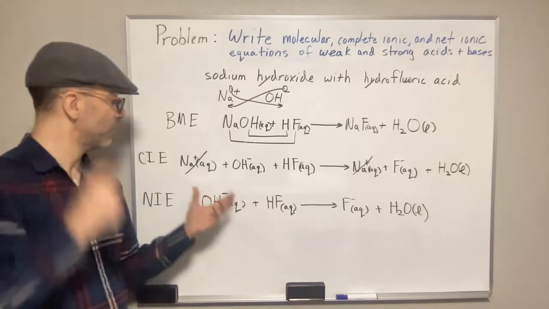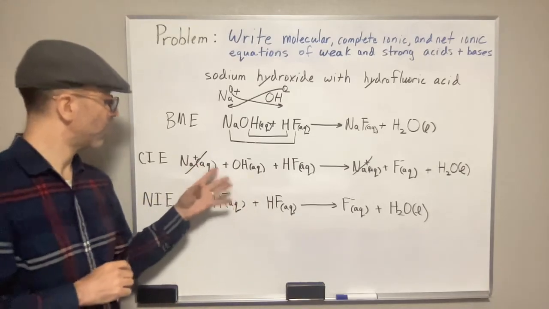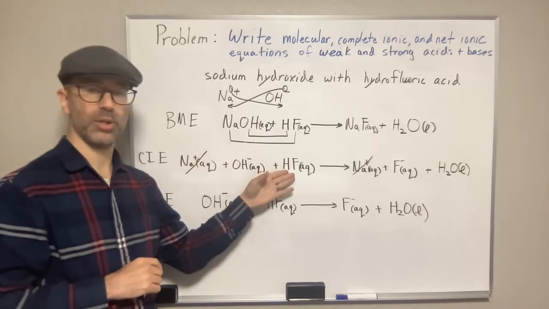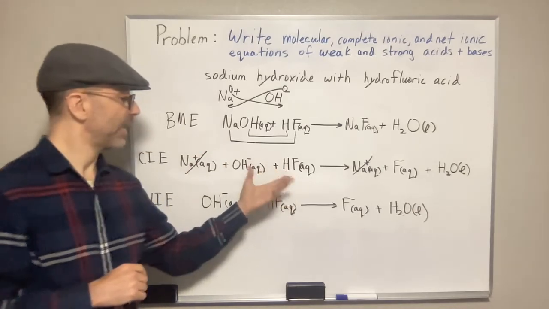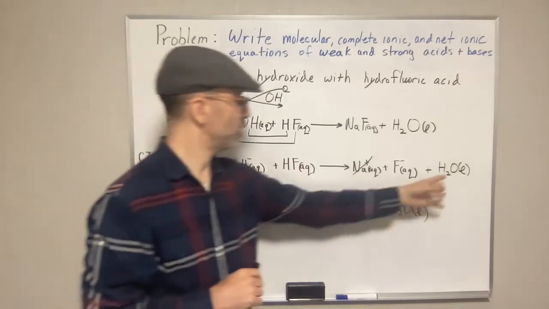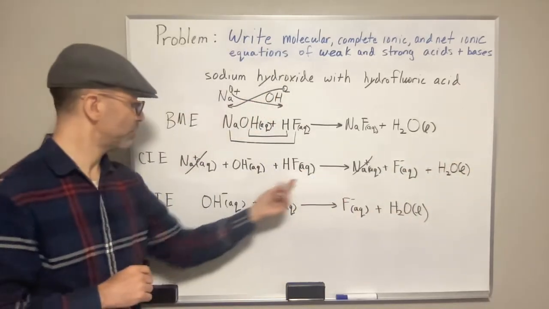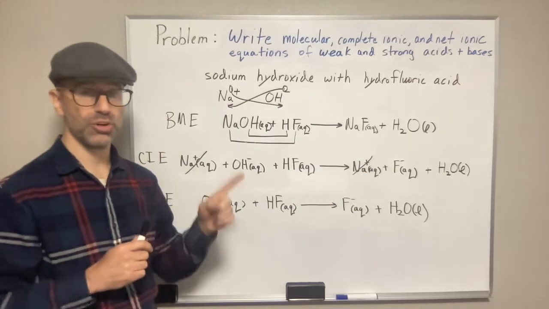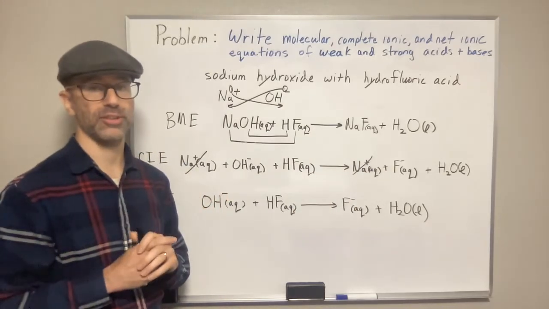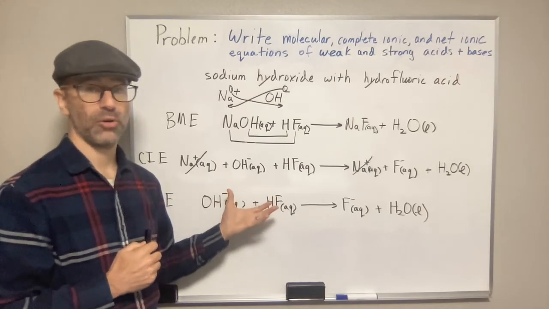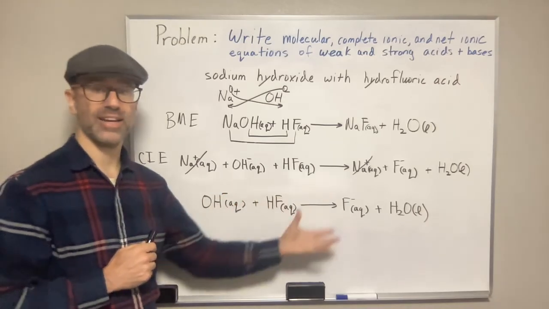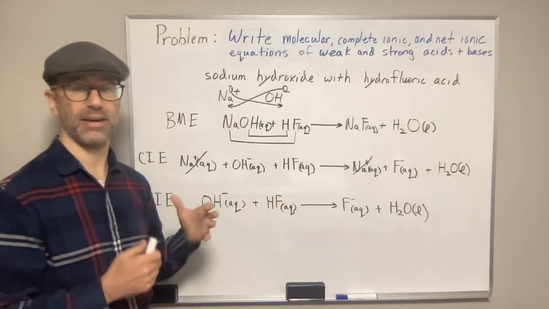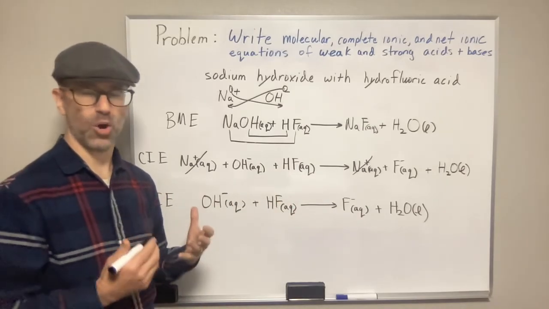It's very easy to assume that, since I have a strong base here, it's going to react completely with the HF, and so then all of this is going to be water. So it's going to be H plus OH minus gives me water. And that would be true if it's a strong acid with a strong base reaction, but it's not. So our net ionic equations or our ionic equations are not going to have that format there.